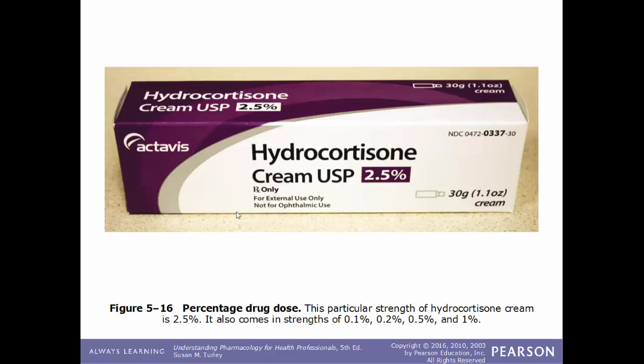In this image we have an example of a drug that uses the percentage unit for measurement, hydrocortisone. You see very clearly marked 2.5%. This drug can also come in 0.1% or 0.2% or 0.5% or even 1%. The drug is 2.5% of the overall volume of this tubing.